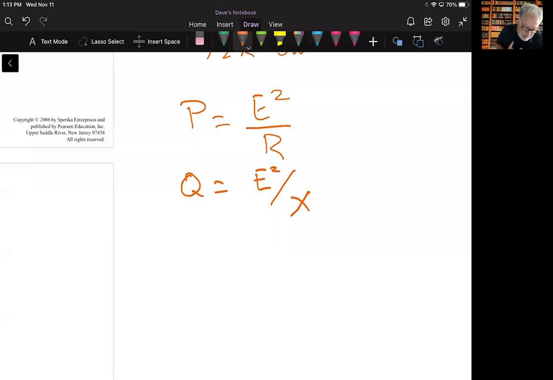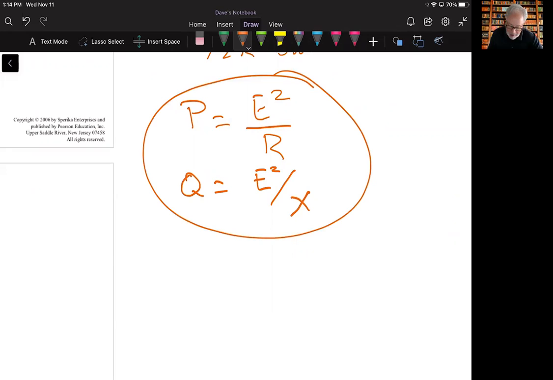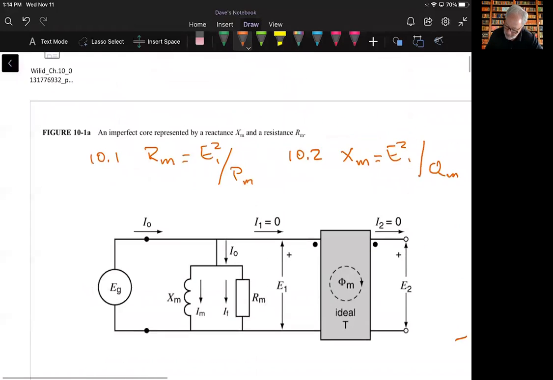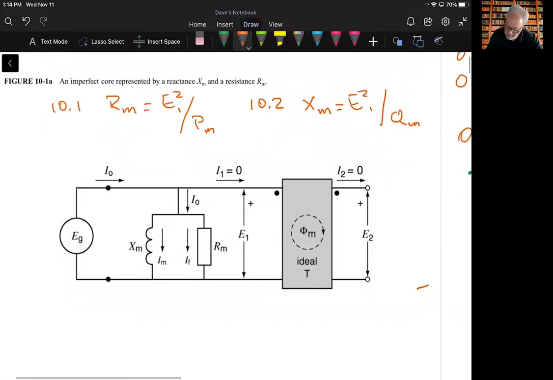We can actually determine the values of R sub M and X sub M. We can do this by connecting the transformer to an AC source unloaded, and measuring the active power and the reactive power with a watt meter and a var meter. Based on these equations, for the first equation we'll solve for R, and the second equation we'll solve for X. We can derive equations 10-1 for the value of R sub M and the value of X sub M.